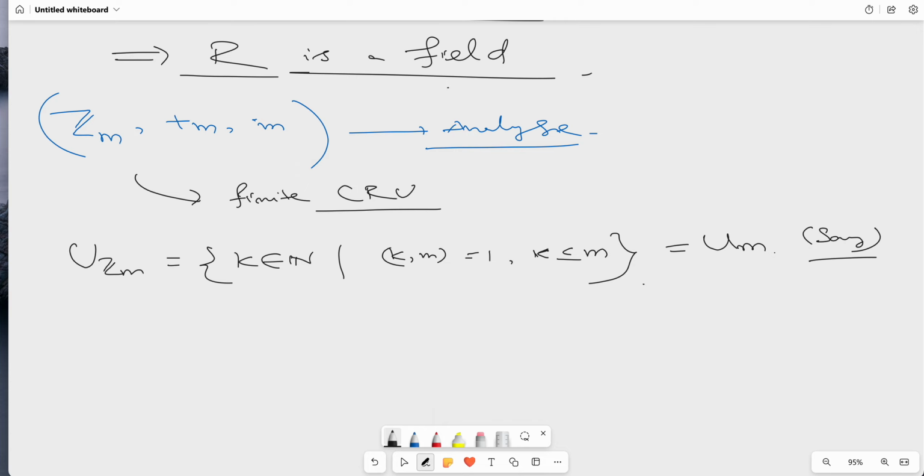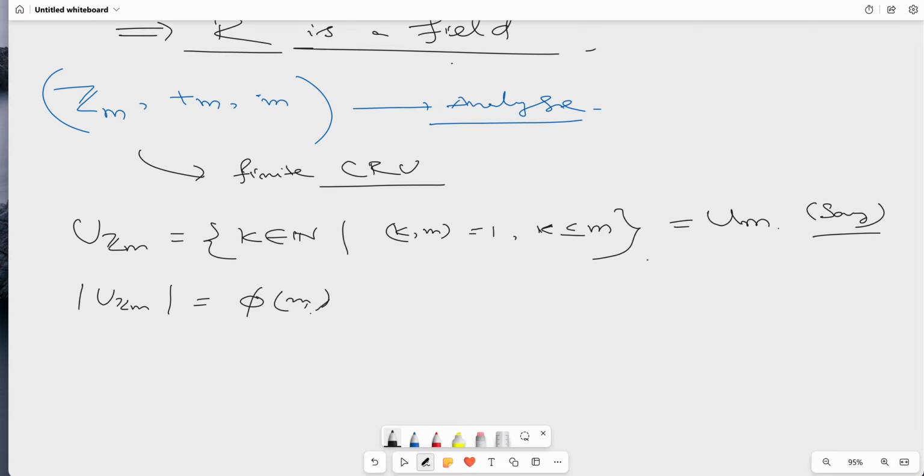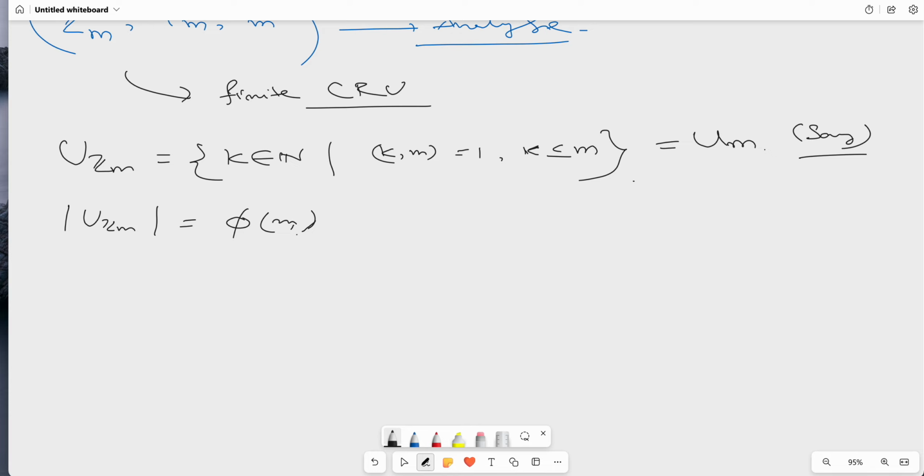Actually, how many elements are there? This is actually U of Zm. The cardinality is phi of m. This is the definition of the phi function, Euler's totient function, right? So this is phi m. Also, I will show that this set is the units, and only these are the units. I will show that this is a subset of this and this is a subset of this, and I will be done. Let x be an element of U of Zm, right?